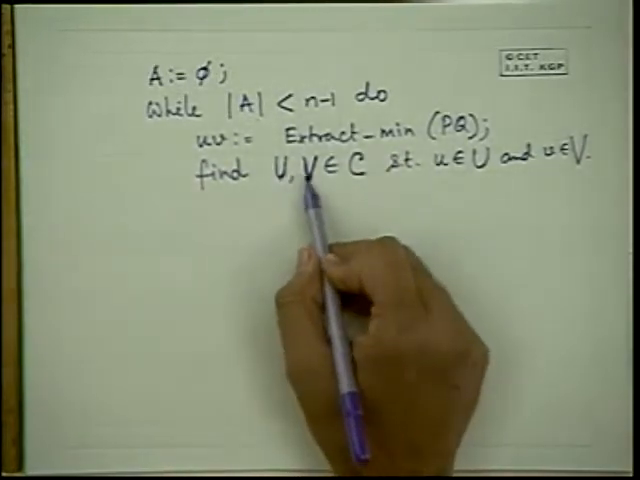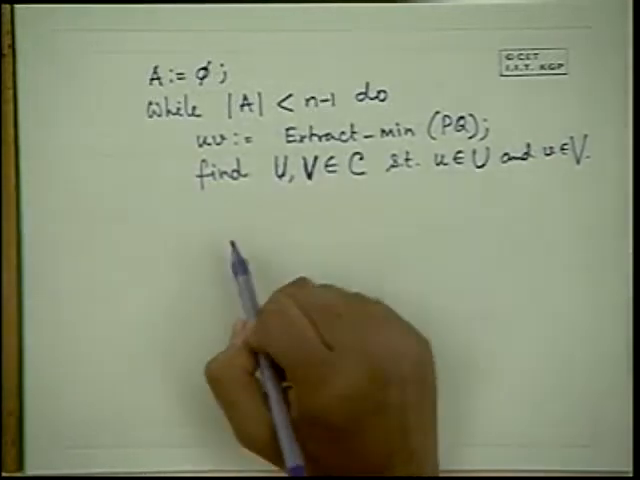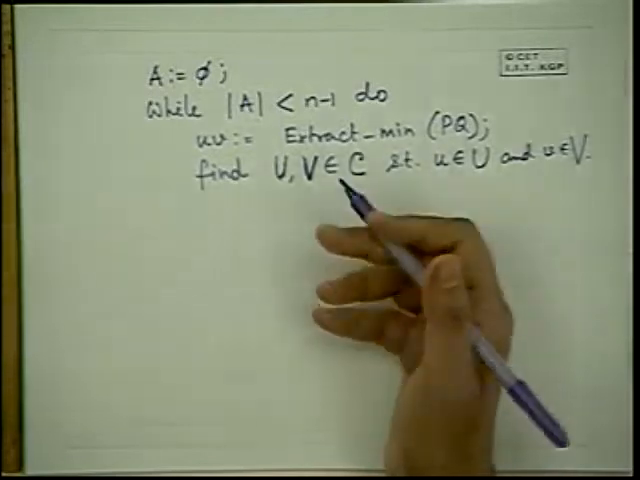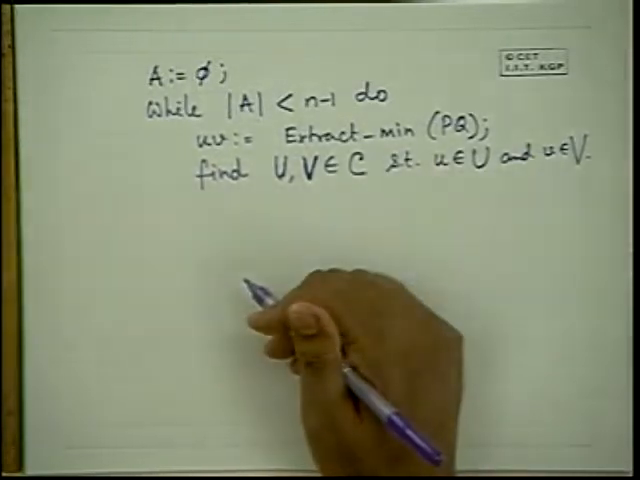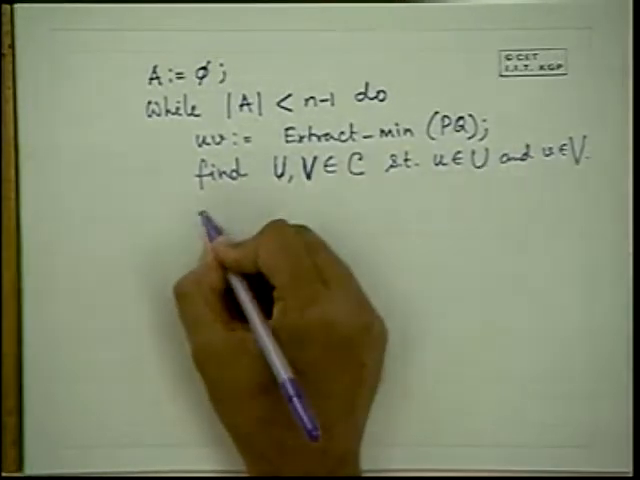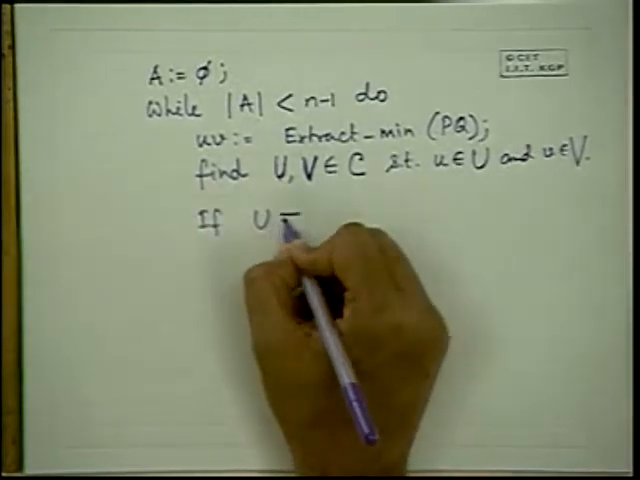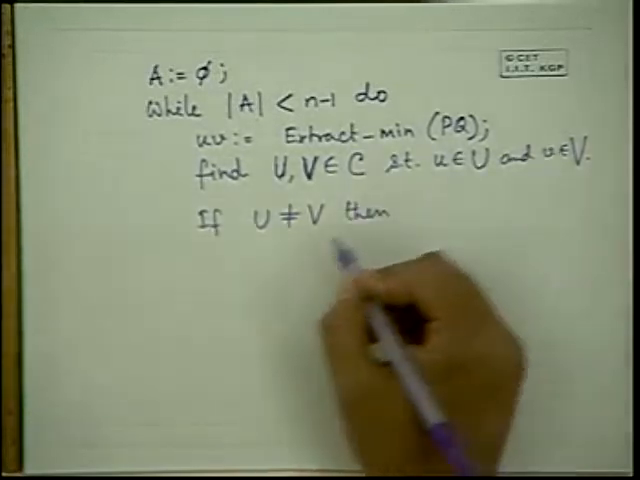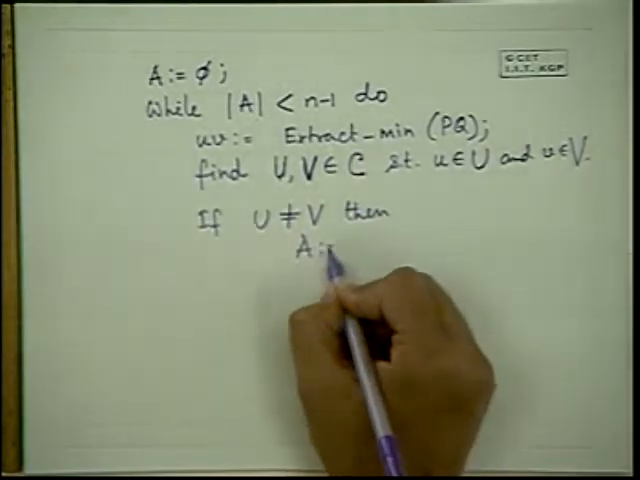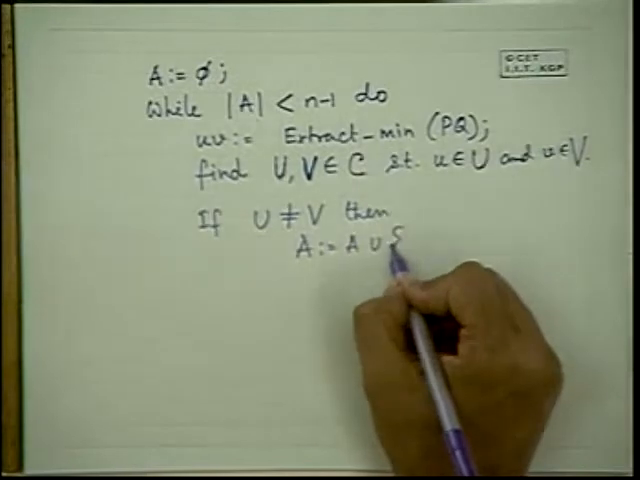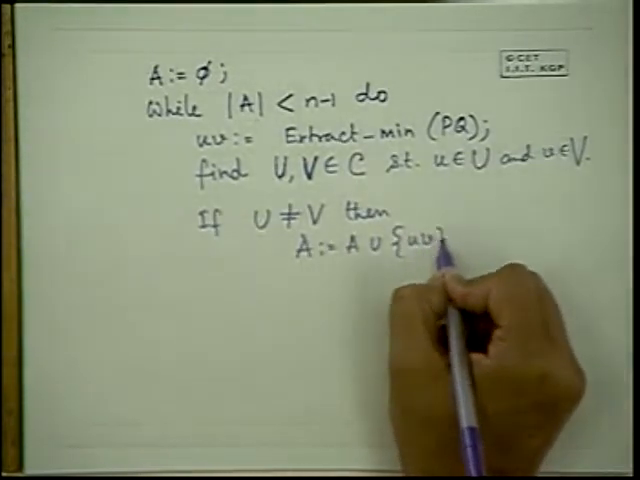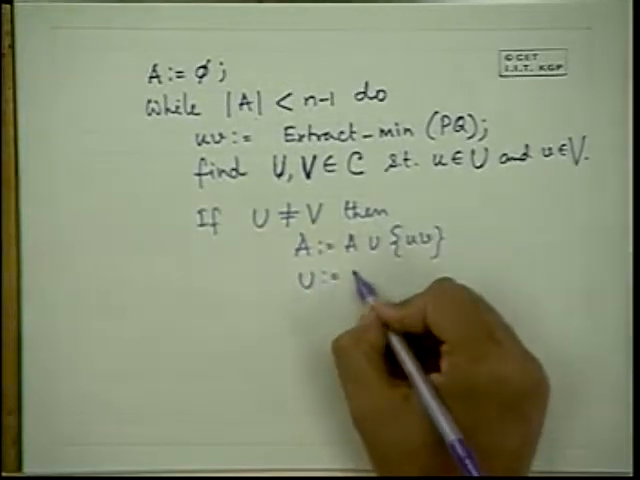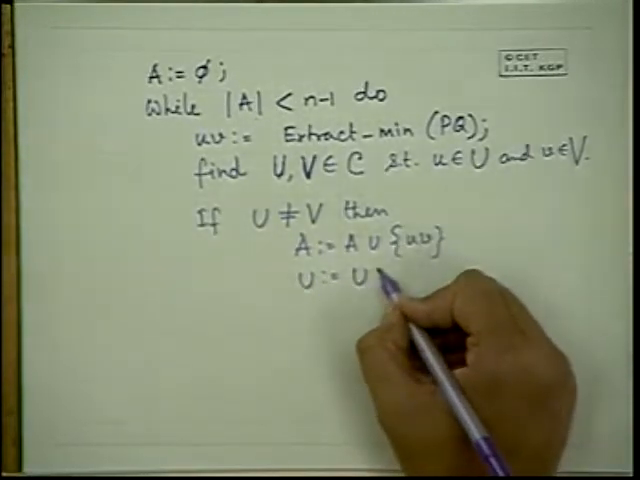So let U and V be those two sets. Now you have to check whether U and V are the same set or not. If they are the same set, you discard this edge. If they are not, you include this edge. So just the next check. If U not equal to V, then A is equal to A union UV.